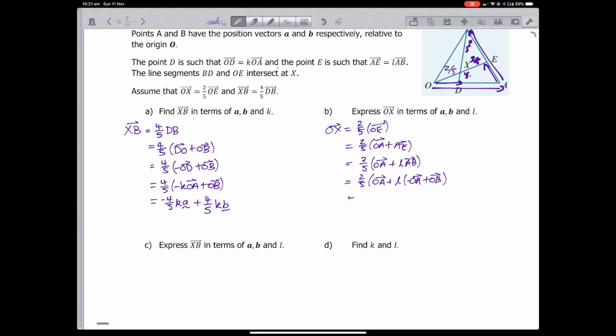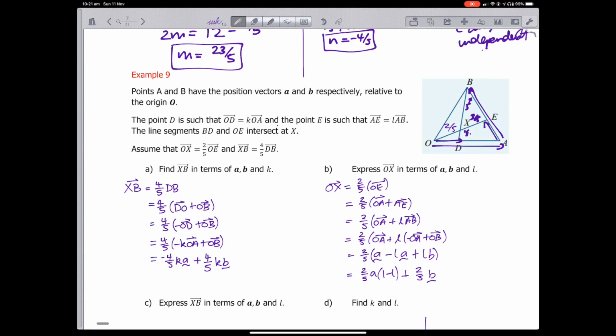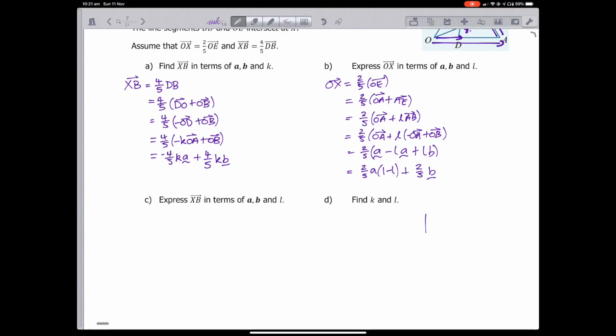So we've got 2/5 A minus LA plus LB. So I've got 2/5 A, 1 minus L, plus 2/5 B. Express XB in terms of A, L, and B.